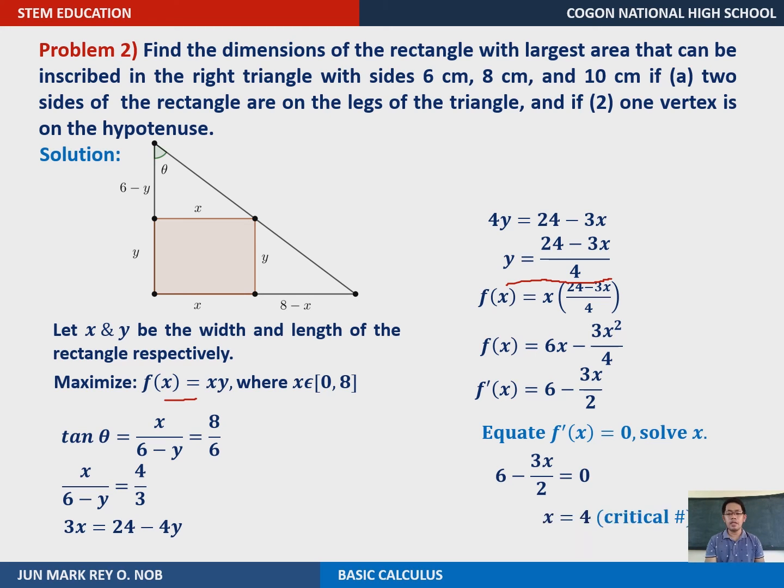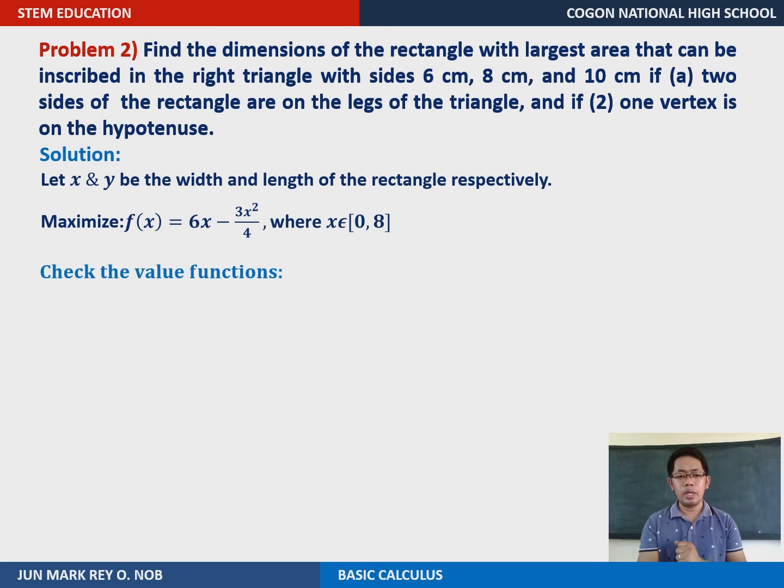So we have that, and then solve for x, we come up with x equal to 4 as our critical number. Now, is our critical number part of the given closed interval? Of course, that's very obvious. So at this time, we now check the value functions based on the endpoints and the critical number.